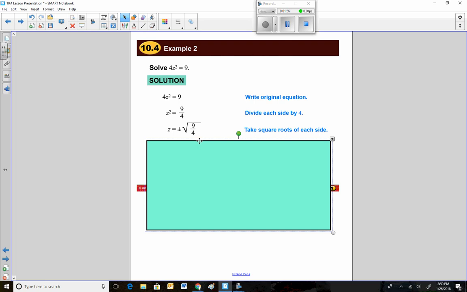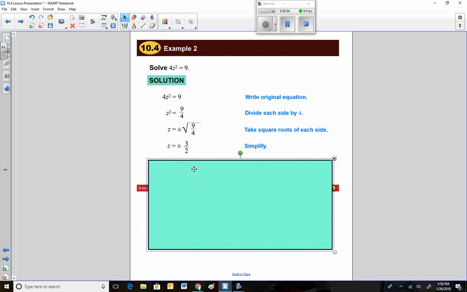Because it could be a positive or a negative. What's the square root of 9? 3. What's the square root of 4? 2. So our answer is plus or minus 3/2. This could also be written as, just so you're aware of it, negative 1.5 or positive 1.5. Those could be our two answers because 3 divided by 2 is 1.5.